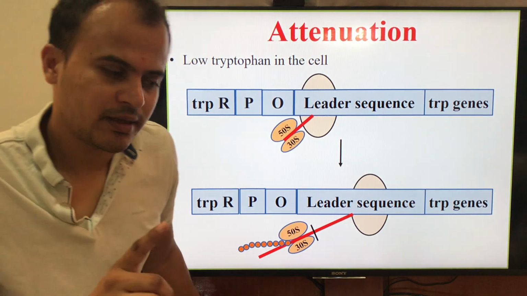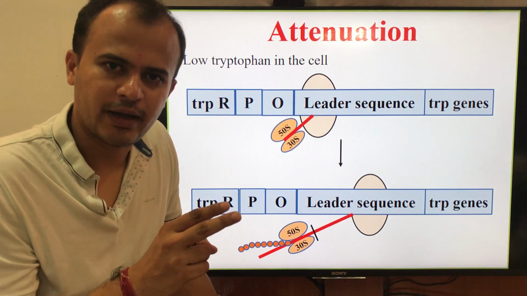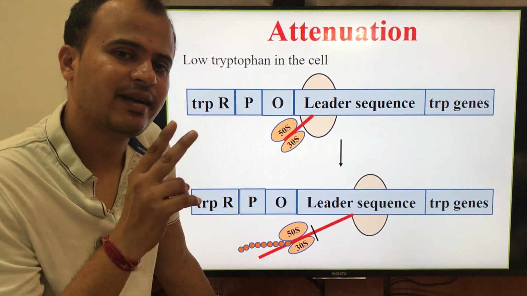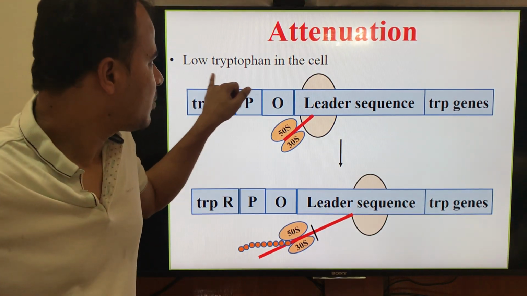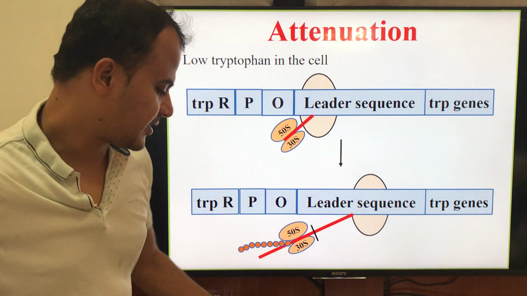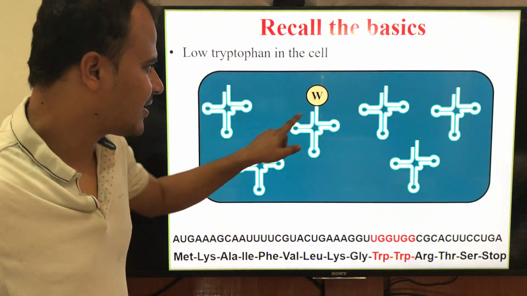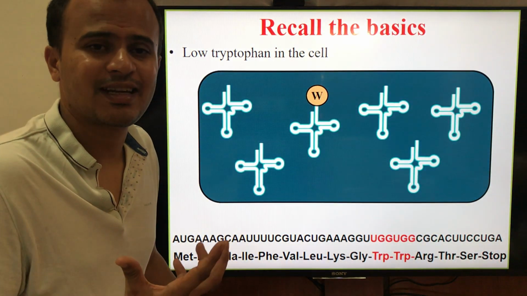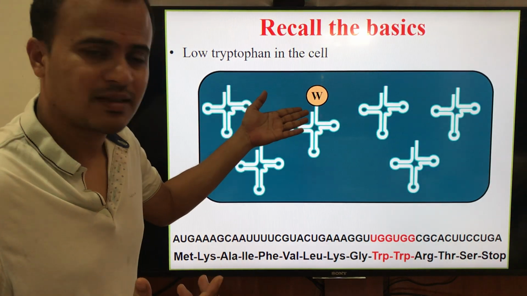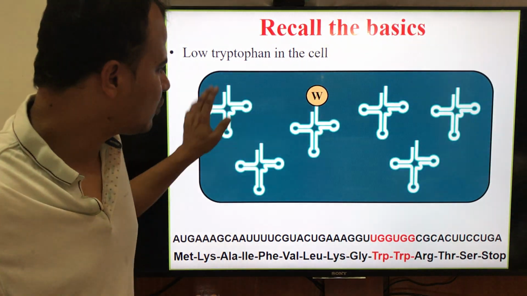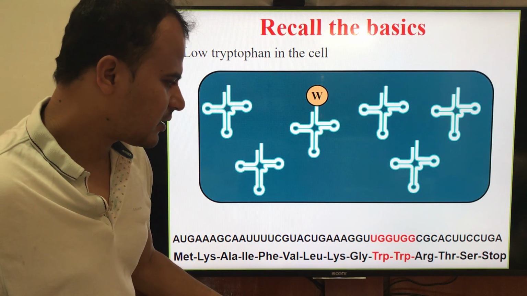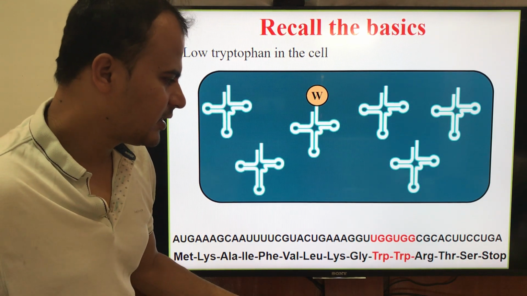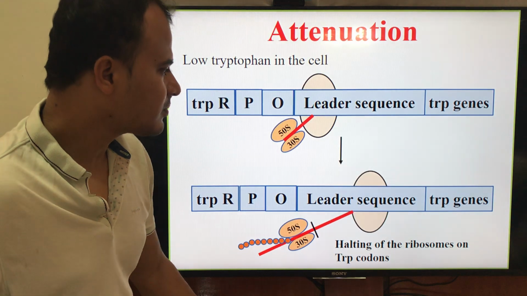You know that there are 2 codons at 10th and 11th position. So we are discussing low tryptophan condition in the cell. In the low tryptophan in the cell, you hardly see charged tRNAs because the tryptophan is not available. Therefore, the tRNAs are in the uncharged form. So it is unlikely to see charged tRNA.